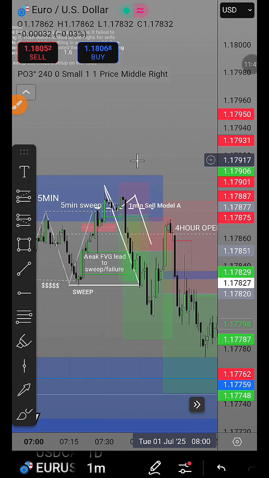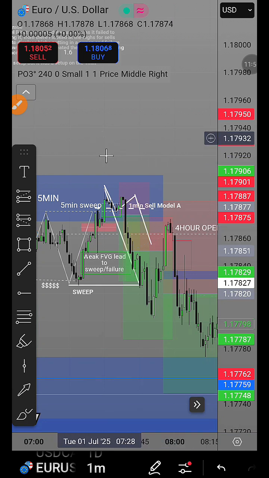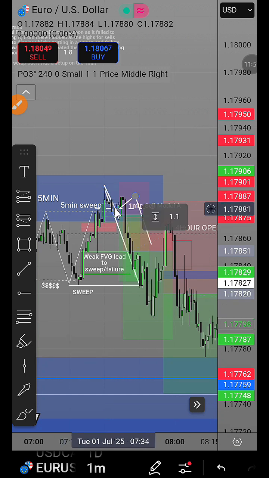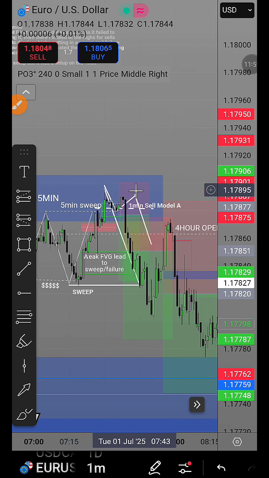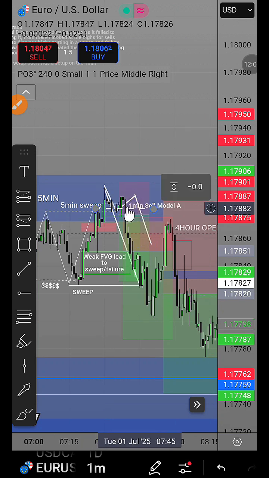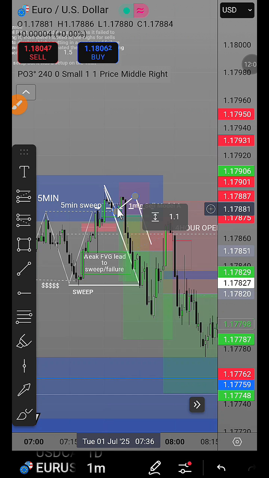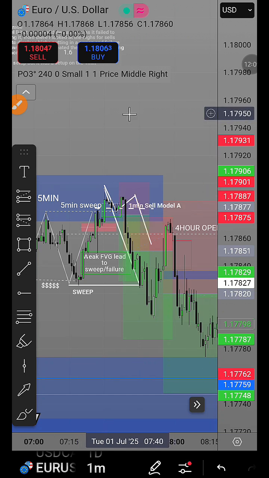So yeah, 1 minute sell model A: price swept highs, returned to a bullish FEG, failed to displace higher, and then it left behind a failure swing. That failure swing displaced below the swing that created the failure swing. Entry. That's the trade.